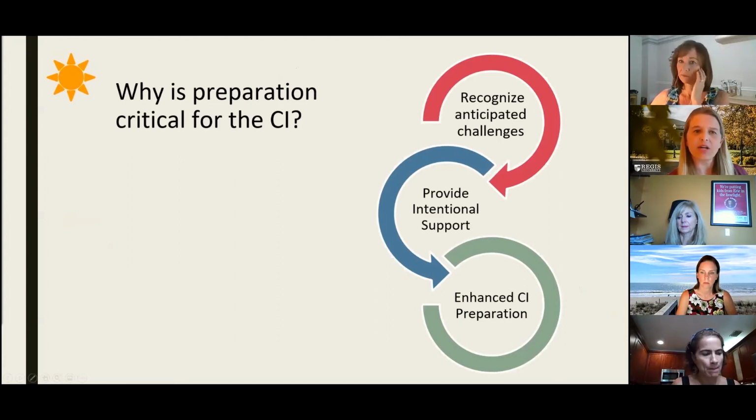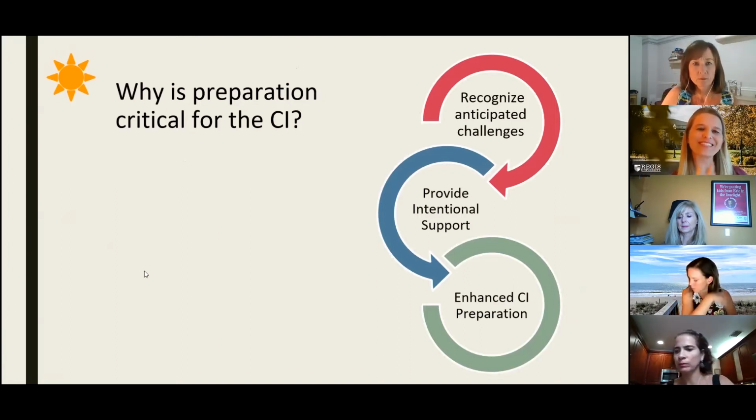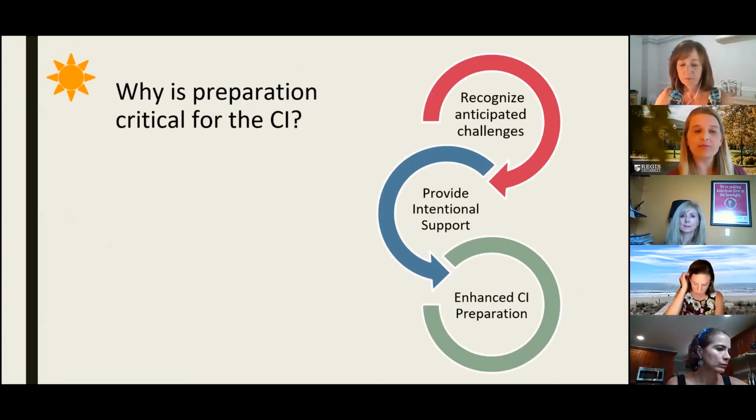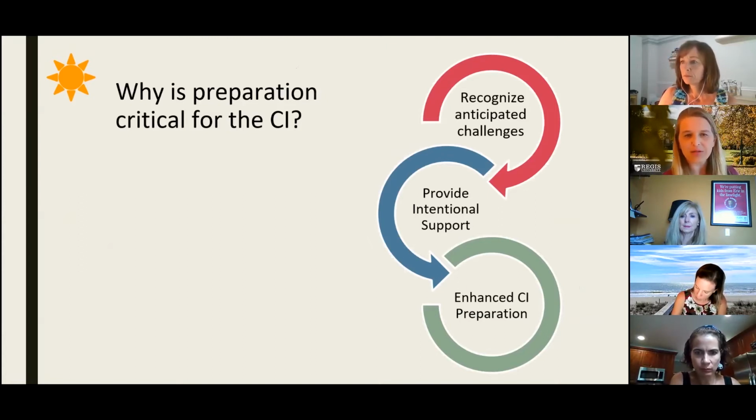Several CIs have commented about the need to know strategies for teaching in this model. They may already have preconceived ideas of anticipated challenges, and it's beneficial to talk about these. Some of that we will talk about in breakouts here later today. It's important to provide intentional support.